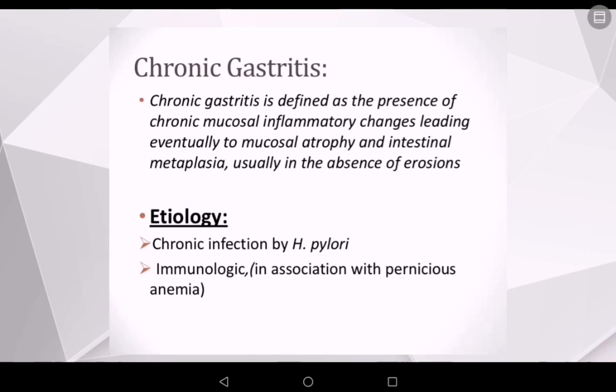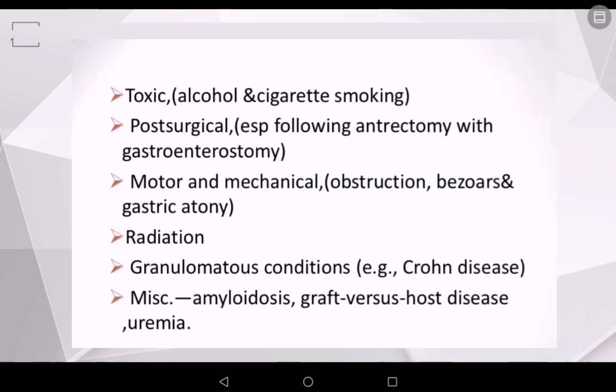of chronic inflammations. Looking at etiology, the most common cause of chronic gastritis is chronic infection by Helicobacter pylori. It can also be due to immunological or autoimmune gastritis. Other causes include toxins such as chronic alcoholism and cigarette smoking, post-surgical causes, especially following enterectomy with gastroenterostomy, motor and mechanical obstruction and gastric atony, radiation exposure in people having chemotherapy, and granulomatous conditions such as Crohn's disease or other inflammatory conditions, and miscellaneous causes include amyloidosis, graft versus host disease, and uremia. So these are all the causes of chronic gastritis.